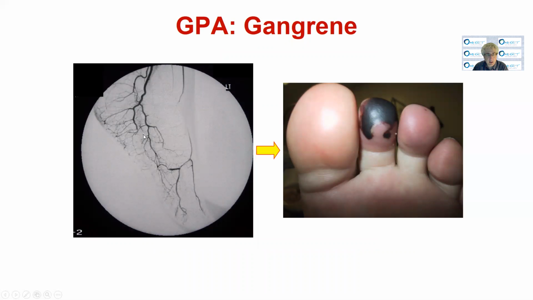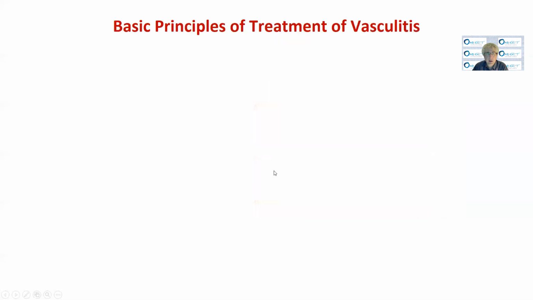Usually you see a lot of blood like this, but in the top of the foot here, you see very little blood flow, and that's what's leading to gangrene of the toe for this patient. So what are the basic principles of treatment of vasculitis?